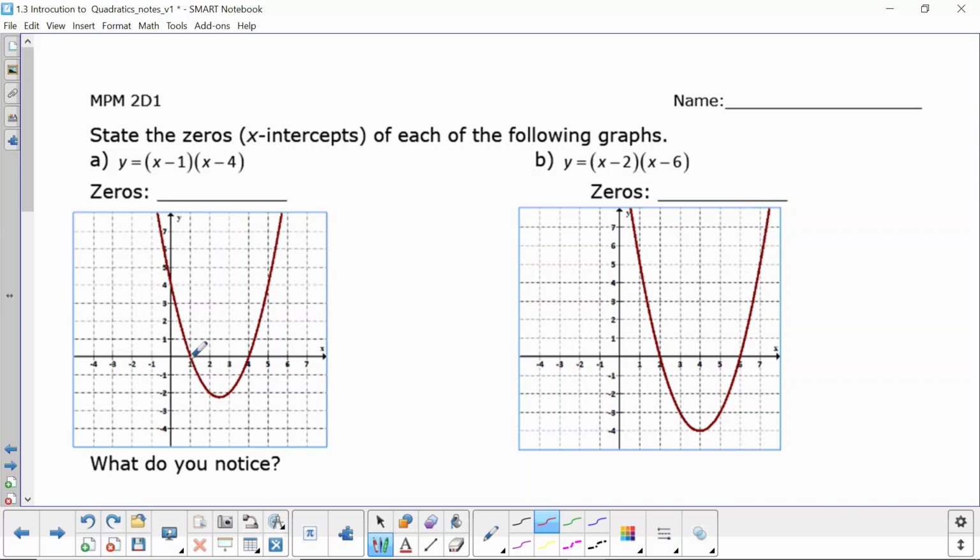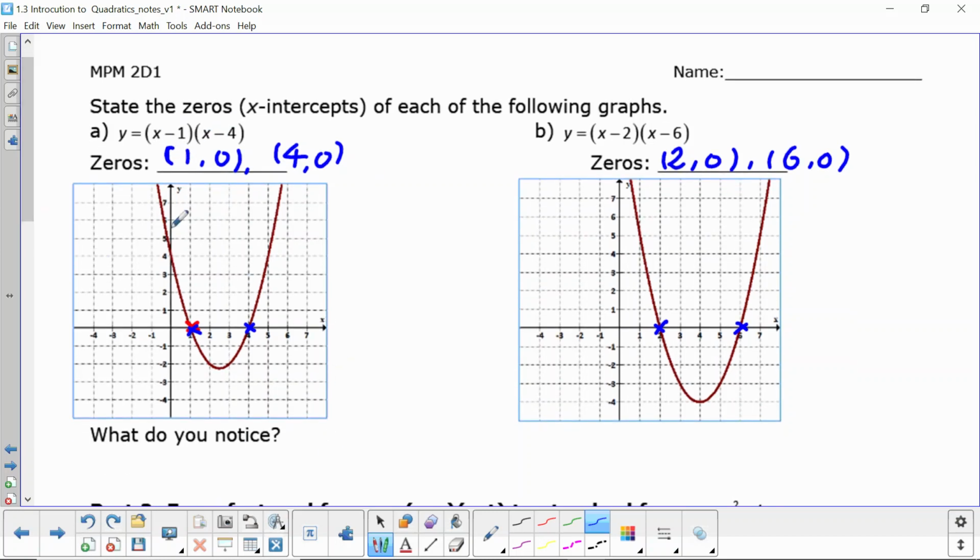So from this graph you have the x-intercepts. One is 1, 0. Another point is 4, 0. And for this graph, you have 2 and 6. So you have 2, 0 and 6, 0. And look at the equation given.